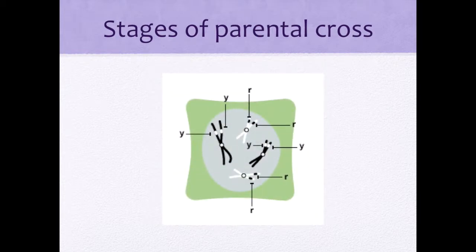Second stage of the parental cross. Pea plants grown from the seeds of the F1 generation are crossed. In the format of the cross, the phenotypes and genotypes of the parents must be shown together with the genotypes of the gametes that can be formed as a result of meiosis.